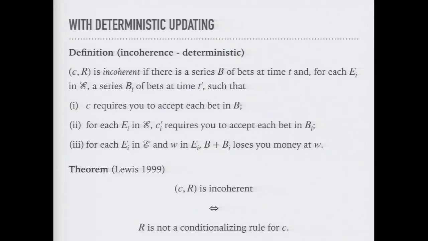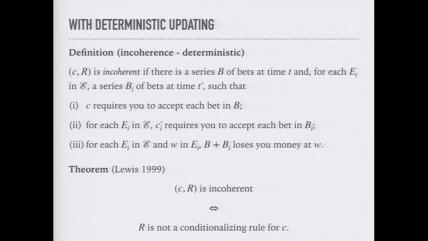Well, let's think about a deterministic case, where all of our rules are deterministic updates, because this is the standard way in which this argument is usually framed. A pair, which includes a prior and an updating rule, is incoherent if there's a series of bets at the first time, and for each piece of evidence that you might receive, a series of bets at a later time, such that your prior requires you to accept each of the bets at the first time, and for each piece of evidence you might receive, the particular credences that you adopt in response require you to accept each bet at the later time. But taken together, those bets are guaranteed to lose you money. Okay, that's what a diachronic Dutch book argument is going to be.